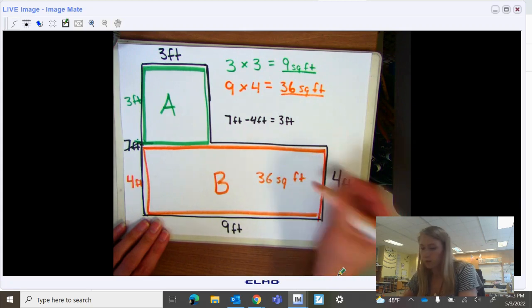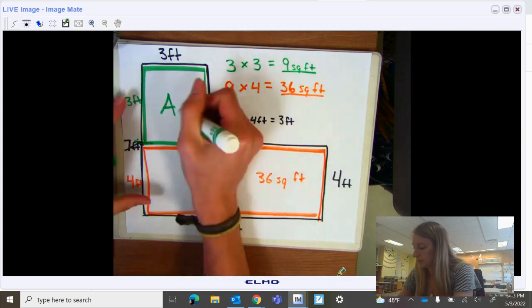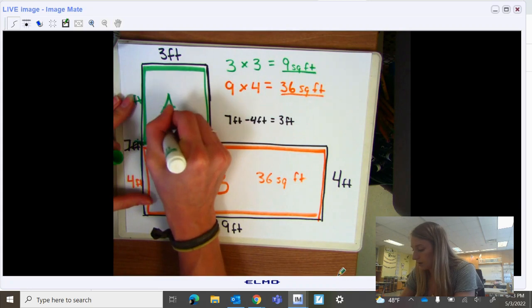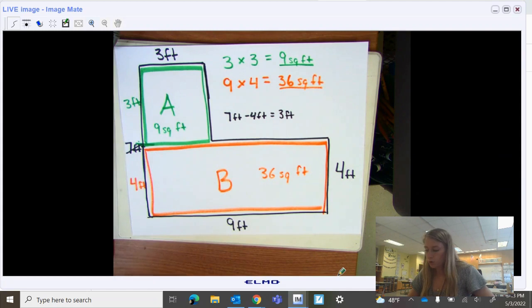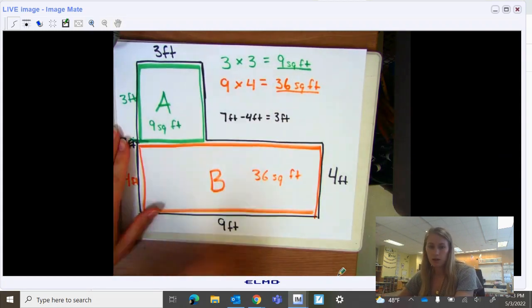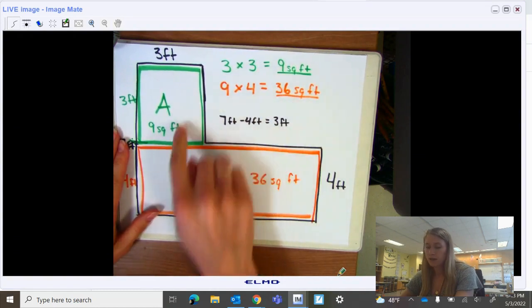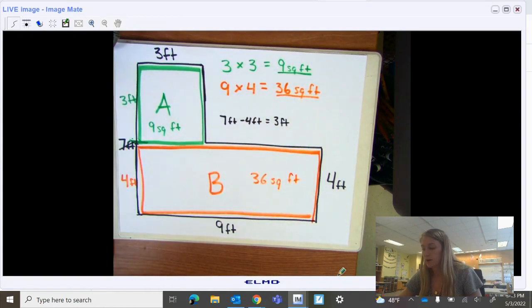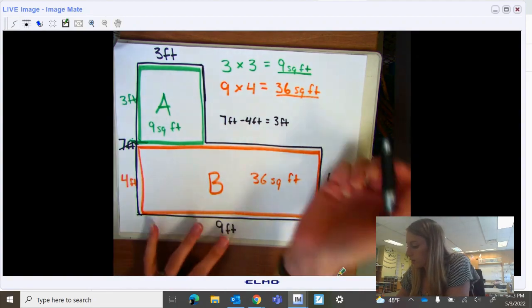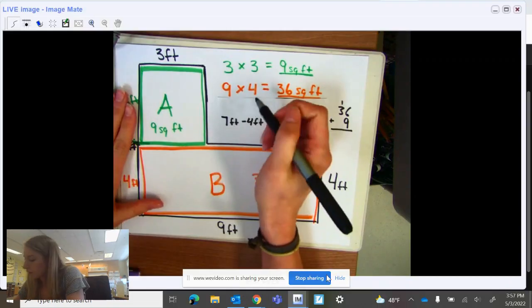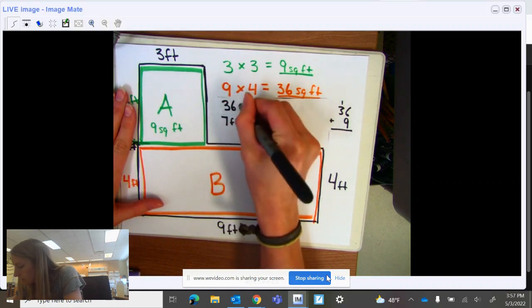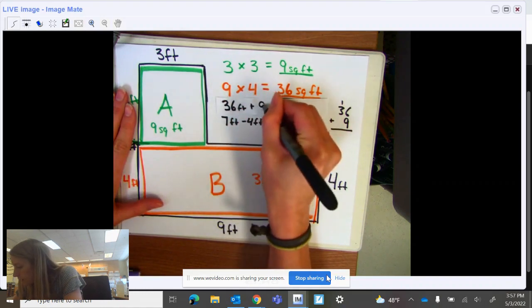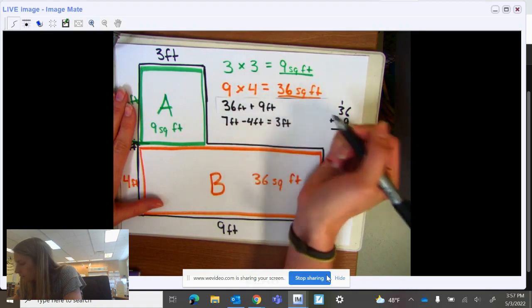My marker is running out a little bit there. And that this one is 9 square feet. Now remember, the goal of the whole thing is to find the entire area. So I can't just leave it at finding the separate pieces. I need to now add them all together. So I need to add my 36 feet plus 9 feet. Let's find out over here.